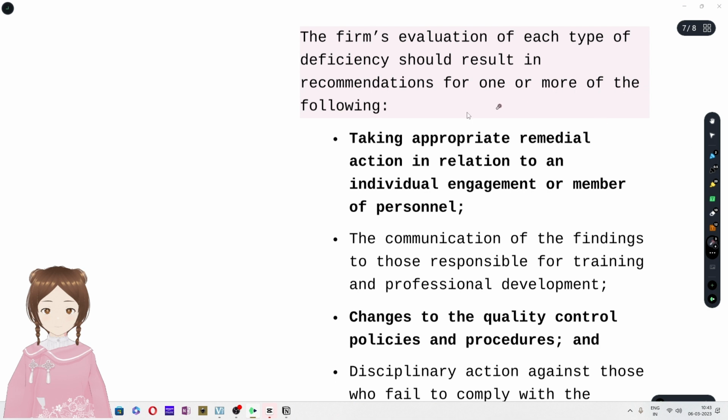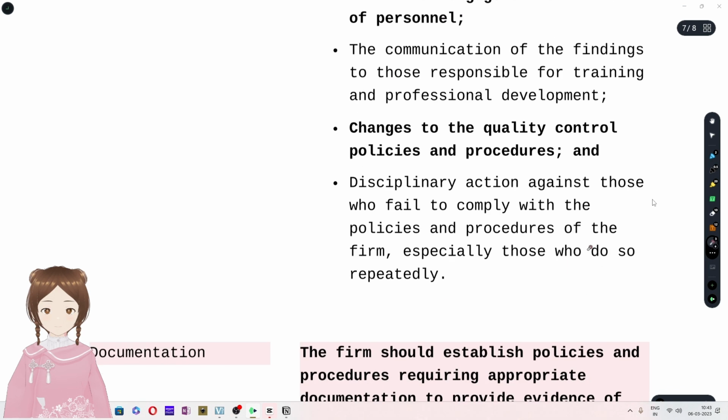So what they're talking about is, first, they need to have remedial actions. They have to communicate the findings to the person who is responsible for professional development or training of personnel, etc. And changes to the quality control policies and procedures, because the system was deficient and some irregularity exists, so we need to modify such policies and procedures. If the policies and procedures were adequate, but the audit partner or personnel violated, overlooked, or failed to comply with them, they have to take disciplinary action.